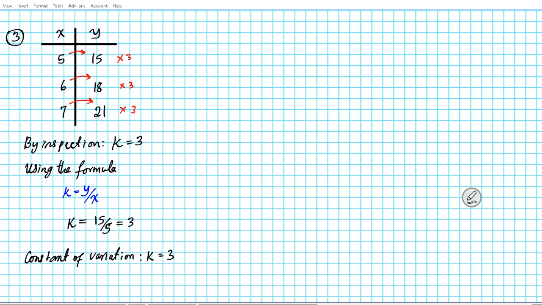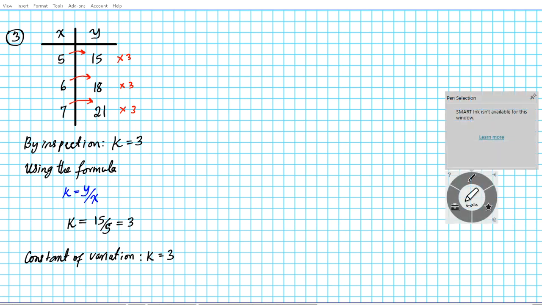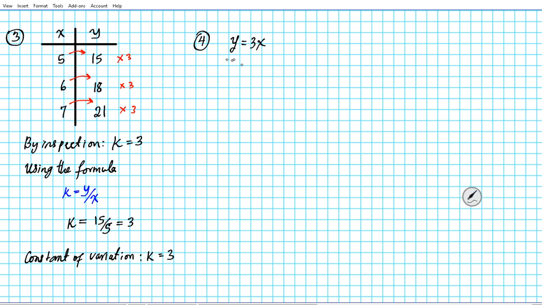All right, let's take a look at question number 4. For question 4, we're going to be looking at the algebraic representation of a direct variation. So y equals 3x. How do we know that this is a direct variation?